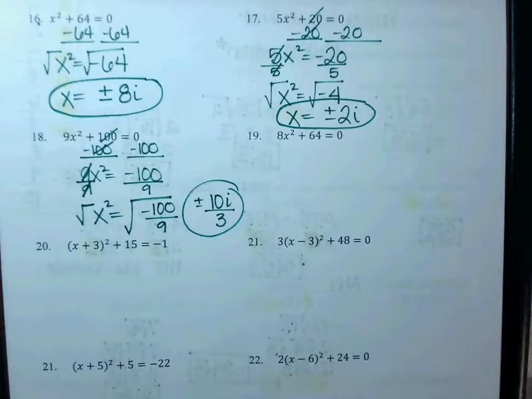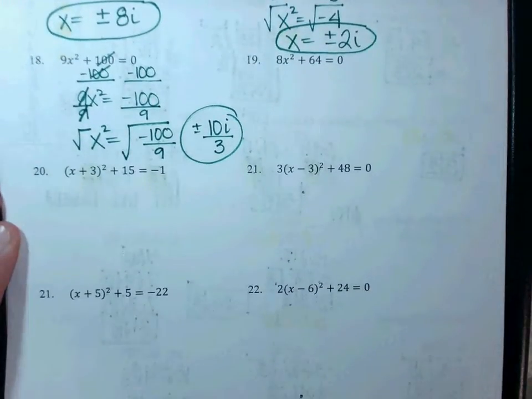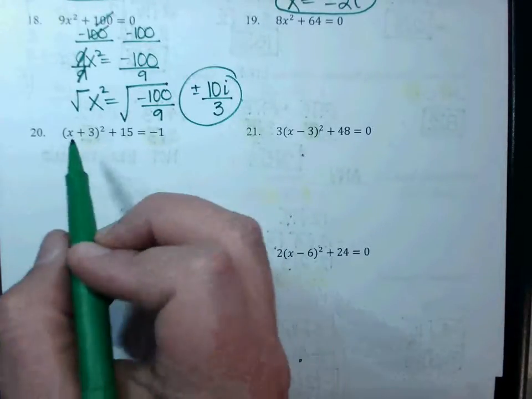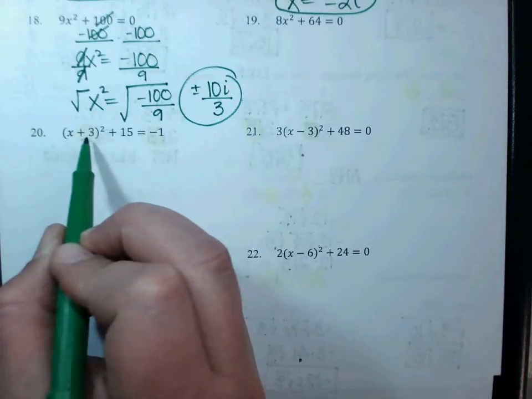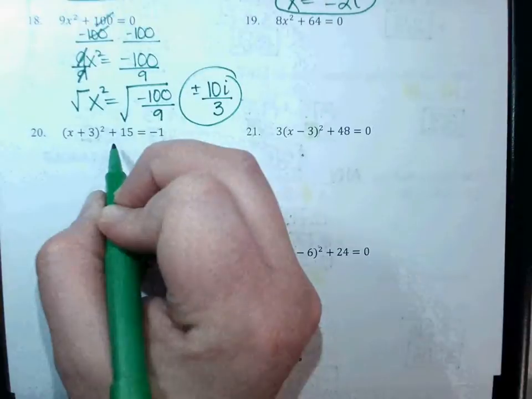We are going to skip 19, and we're going to go to the ones with the parentheses, so that you have time to do your homework. Let's do number 20. Okay, look at it. Think about what we learned before Thanksgiving. What would I do first? I can't get to the parentheses until I get rid of this, right? Minus 15.